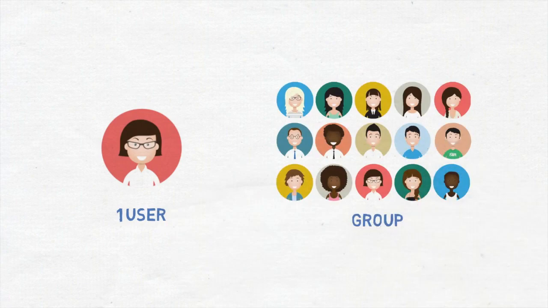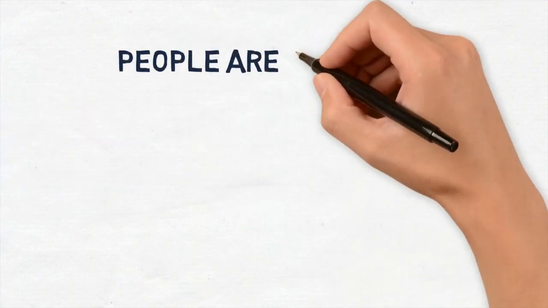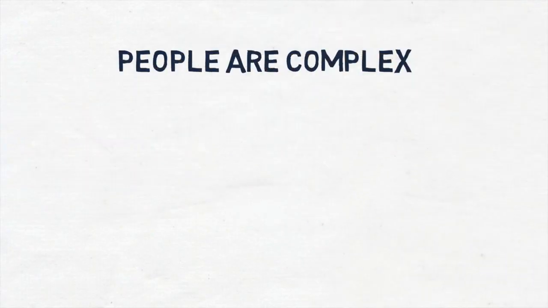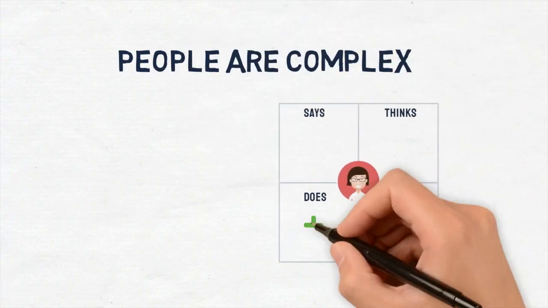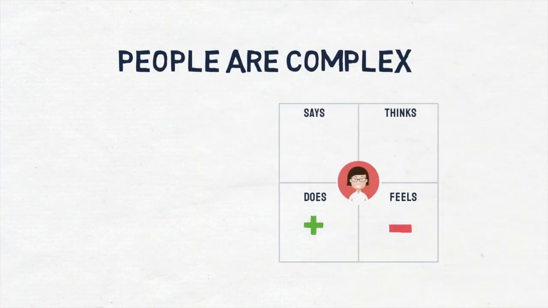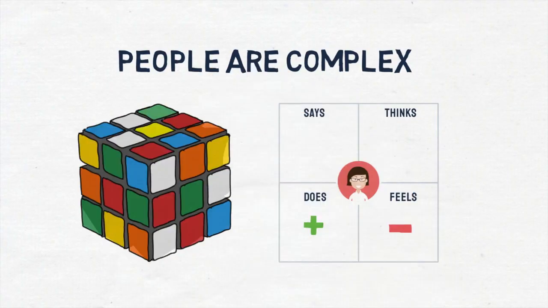It's important to note that empathy maps are not replacements for personas. Remember, people are complex. You may encounter inconsistencies between quadrants. For example, you may see positive actions, yet negative emotions from the same user. As a UX professional, you should investigate the cause of each conflict and resolve it.